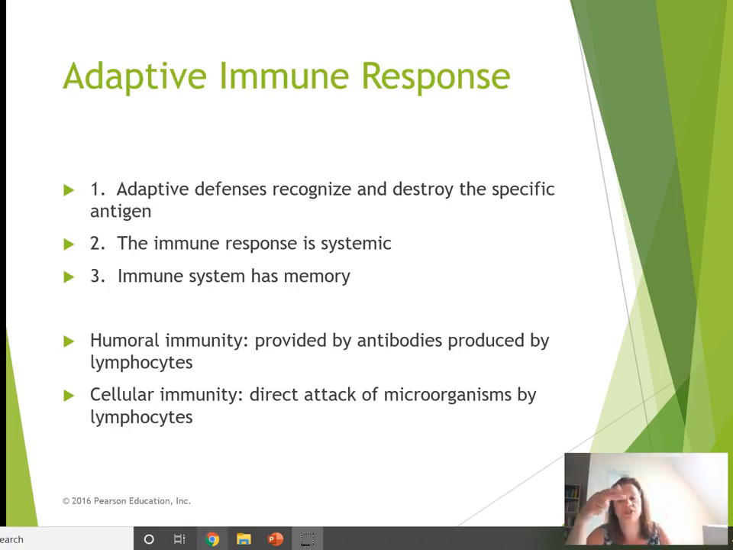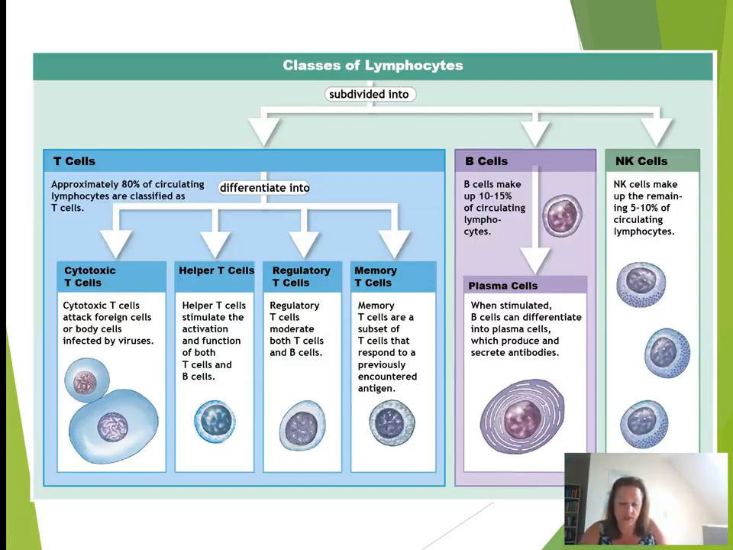Now, we have two branches to the adaptive immune response. The first one, as you can see here, is called humoral immunity, and that's provided by the antibodies, by the B lymphocytes. And then we have cellular immunity, which is going to be from the T cells. We're going to get to that in a minute. So two branches, humoral and cellular, are both part of the adaptive immune response, meaning specific. Now, all of this depends on something called an antigen, which we'll get to in a minute. An antigen is a substance that mobilizes the adaptive response. It's something that tells the immune system, oh, we should get rid of this.